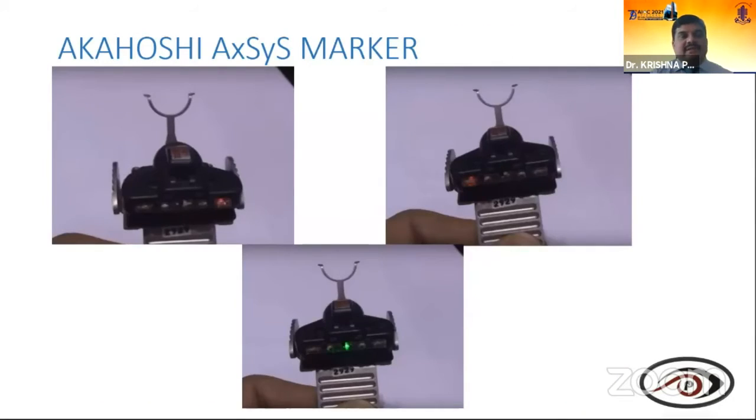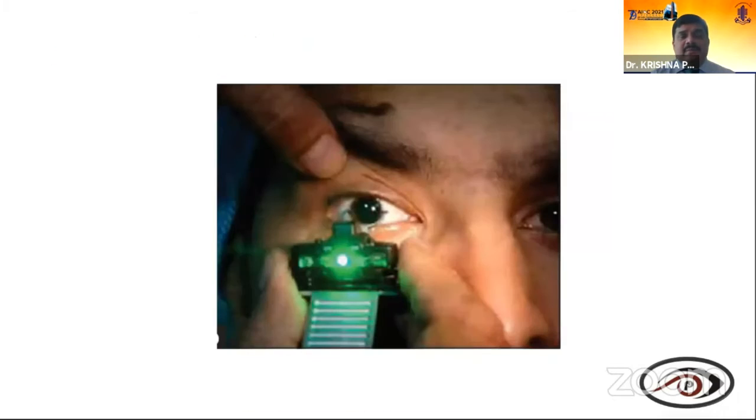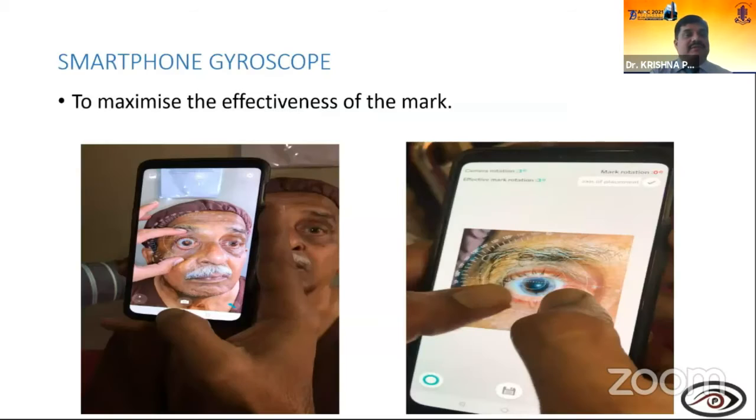This is the one marker that Dr. K.K. Mehta used to mention in most of his presentations before, the Akahoshi marker. The principle is the same as the bubble marker, where when you do the proper marking, you can see the green light in the Akahoshi marker, so that you know your marking has been done perfectly well.